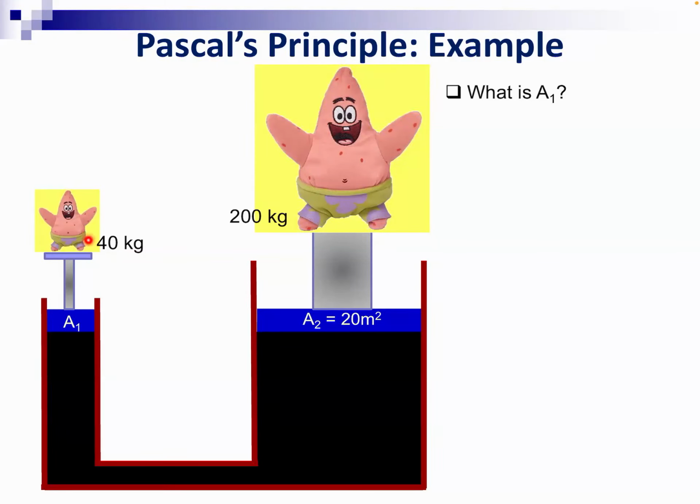You have baby Patrick standing on this end of the hydraulic lift, mass of 40 kilograms, area A1, and you have here giant Patrick on the other end being lifted up by a smaller Patrick. Of course, giant Patrick is much heavier, but he's standing on a much greater area as well. What is the area A1?